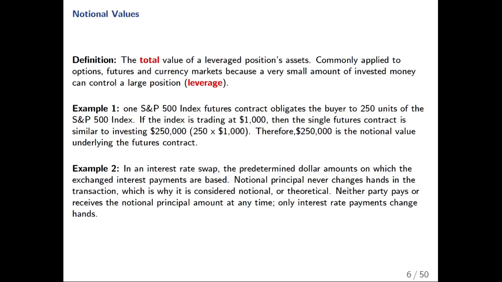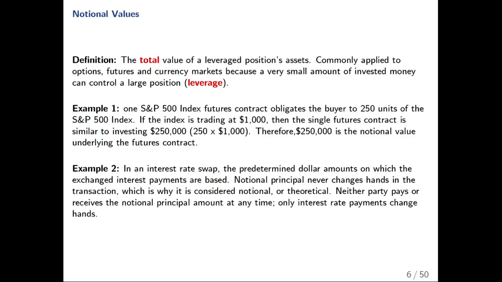So derivative markets. When you invest in derivative markets, you often invest through a brokerage account when you trade on margin. For example, if I invest in a futures contract on the S&P 500, what am I doing? Today, the S&P 500 big contract is a claim on 250 units of the S&P 500.